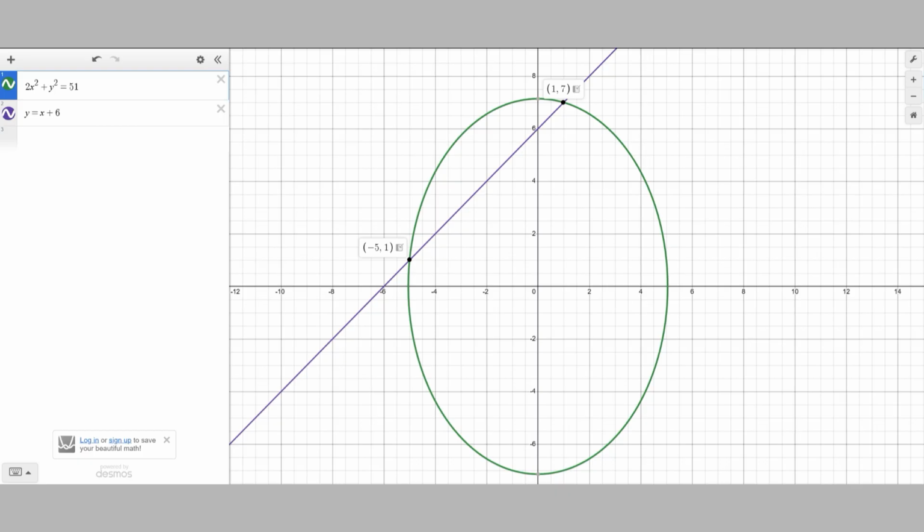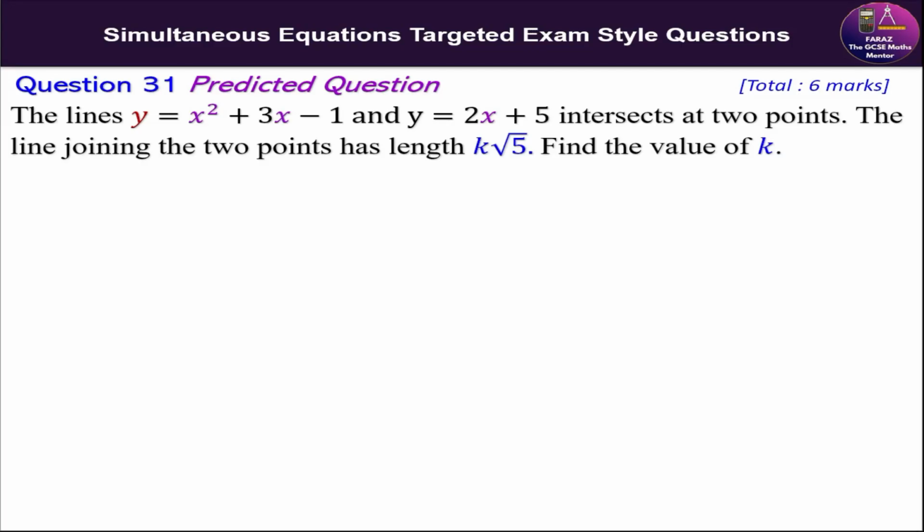This shows how the graphical solution and the algebraic solution match, visually confirming our work. So always remember, when solving nonlinear simultaneous equations like this, the number of intersection points between the graphs tells you how many real solutions there are. Alright, let's move to the next one.